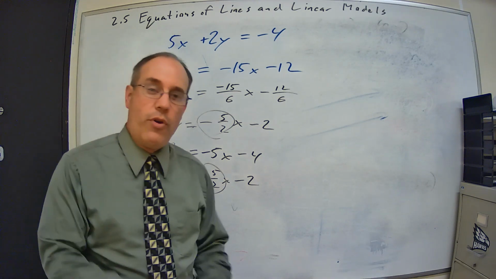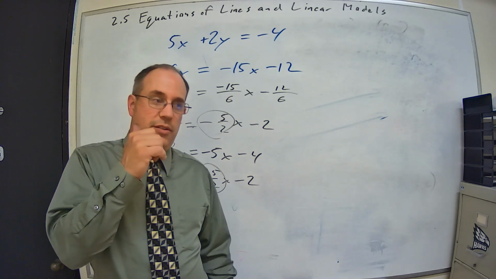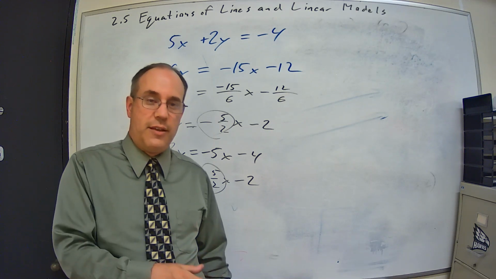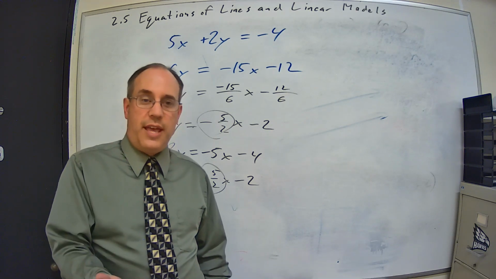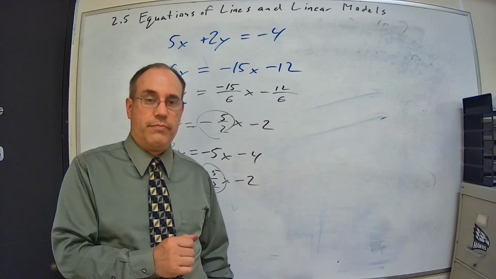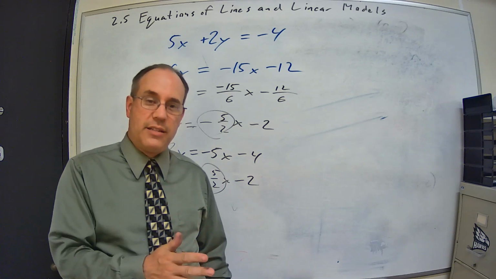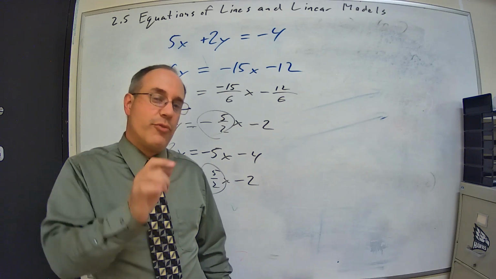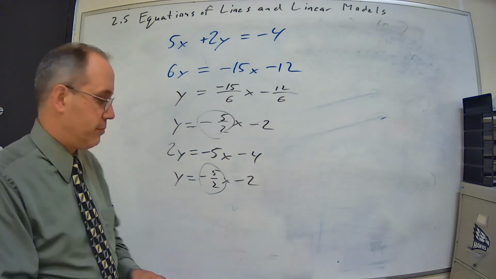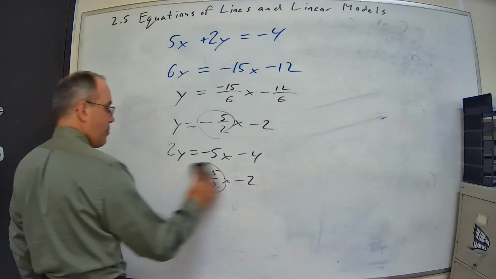So I guess we have four things we have to worry about. First, are the slopes the same or are the slopes different? If the slopes are different, they intersect. If the slopes are the same, then they're either parallel or the same line. If the slopes are negative reciprocals of each other, then they're perpendicular to one another. And in this case, we found they're the same line.